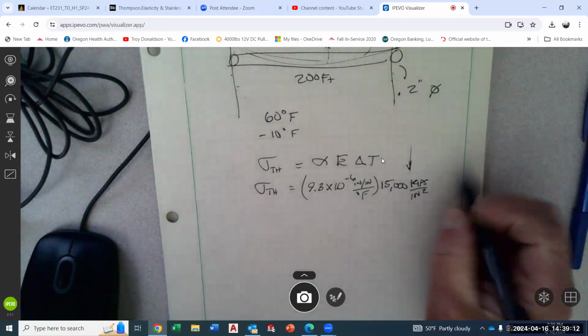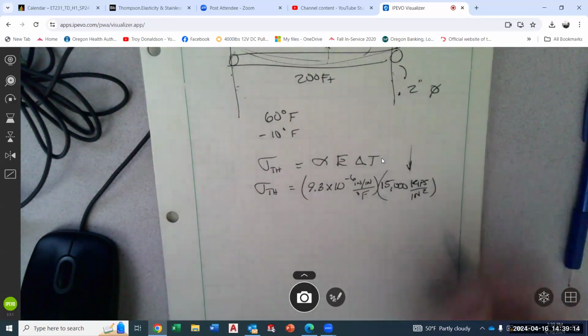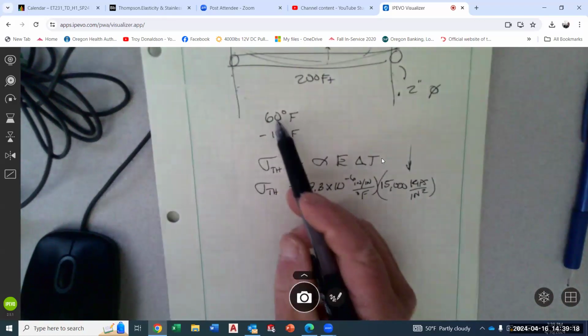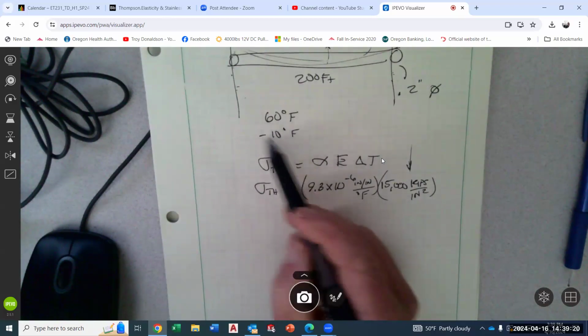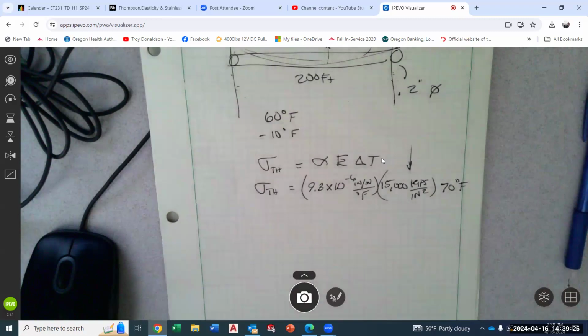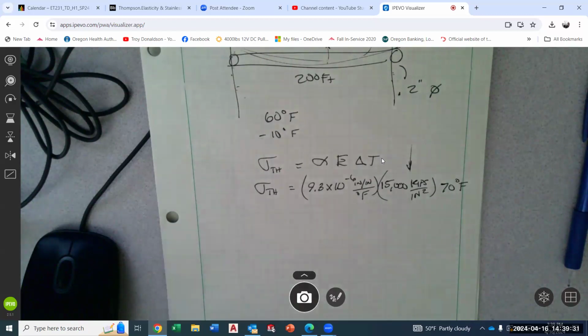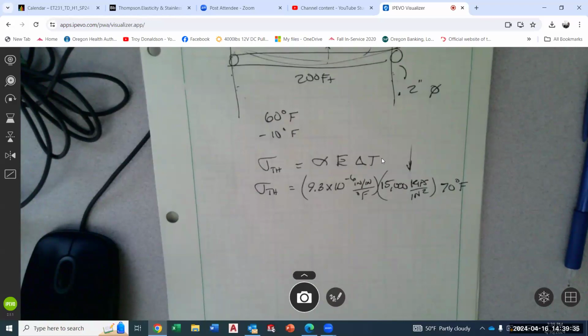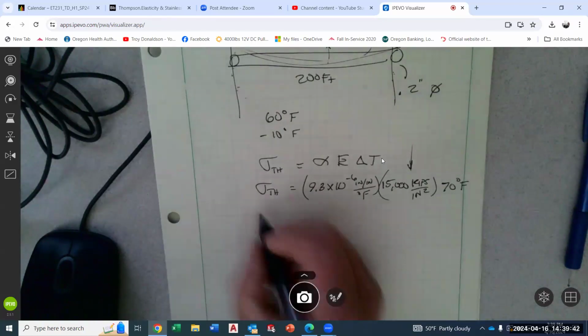All right, and then the delta T. Delta T is going to be the difference between these. So 60 goes down to 0, that's 60 degrees, and then we go another 10. This is 70 degrees F. And we don't usually put a negative in there because it did drop 70 degrees. We just know that when things get colder, they want to shrink, right? So this is going to be a stress that is like it wants to shrink, but it's not allowing it to shrink, right?